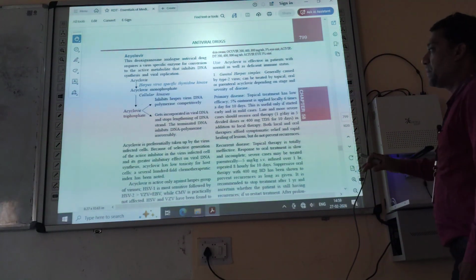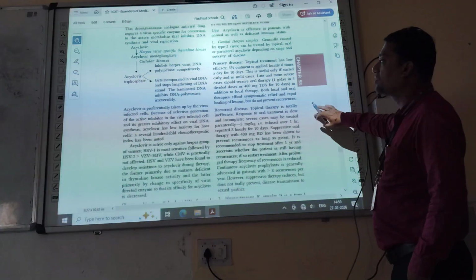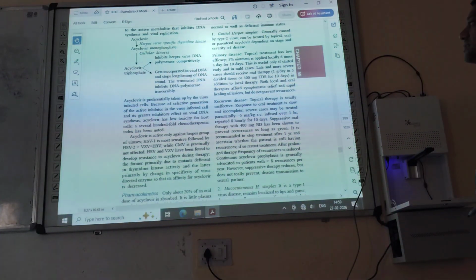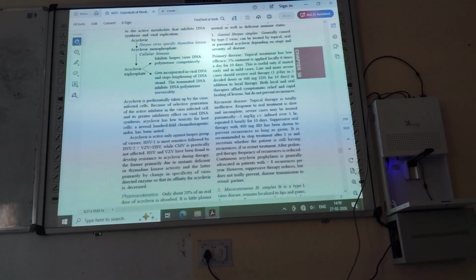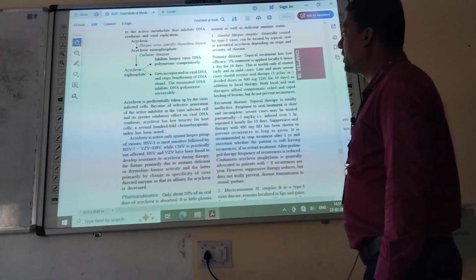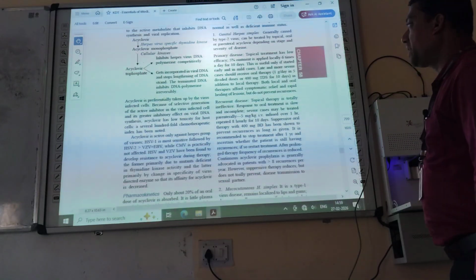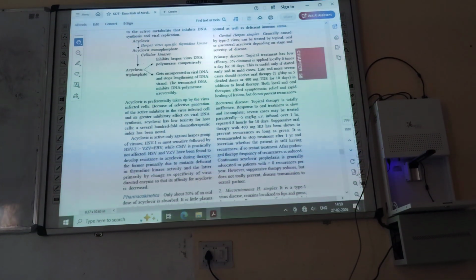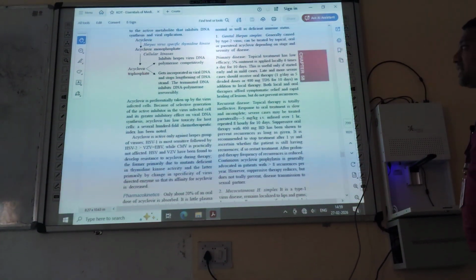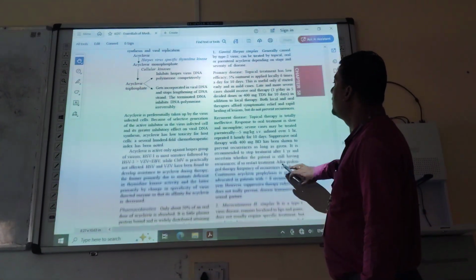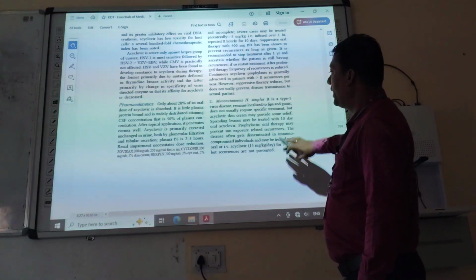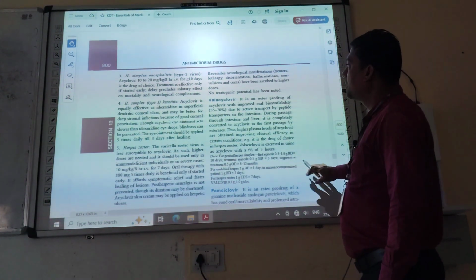Acyclovir is preferentially taken up by the virus infected cells. The cells preferentially take the acyclovir and it will inhibit the growth of viral DNA, because of selective generation of the active inhibitor in the virus affected cell and its greater inhibitory effect on the viral DNA. This is about your acyclovir.